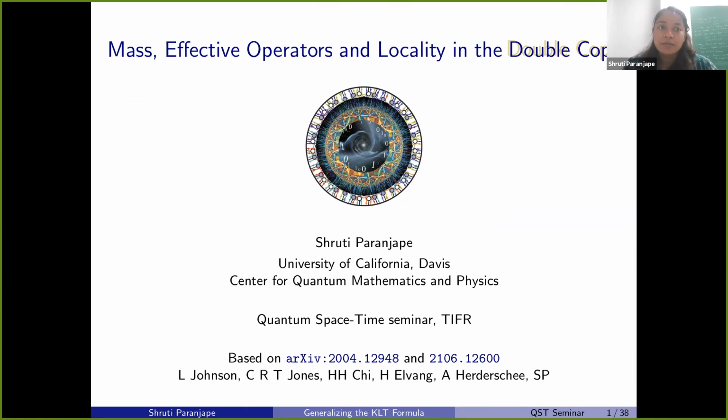So today I want to talk about this nice set of relations called the double copy relations. In particular, I would like to generalize the double copy to include external states that have masses and extend the relations to apply to field theories that have effective operators added to them, or high dimensional corrections added to them. And the guiding principle throughout all of this will be the locality of the amplitudes in these double copy theories.